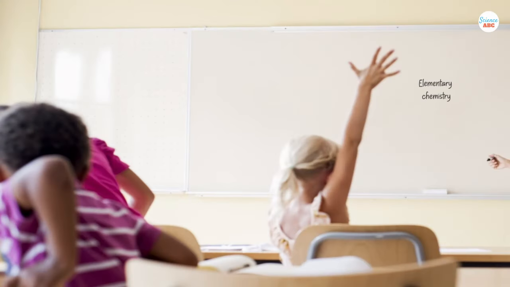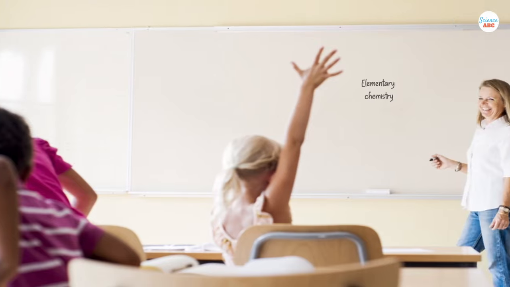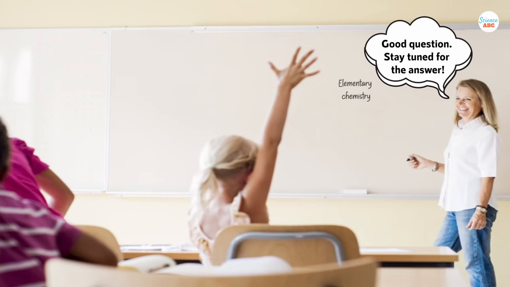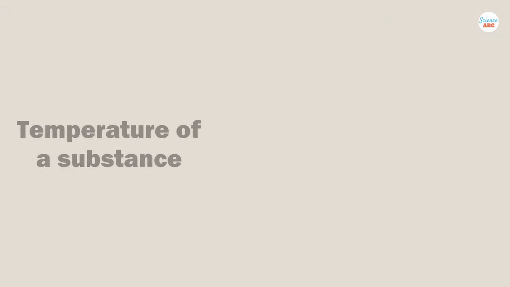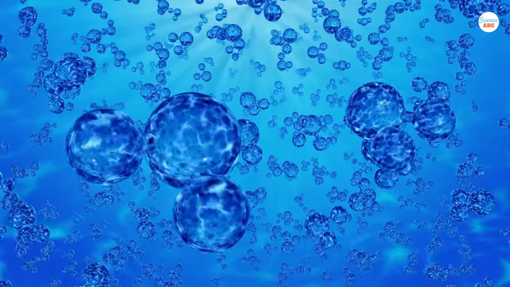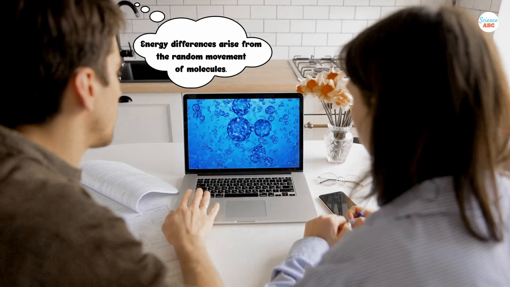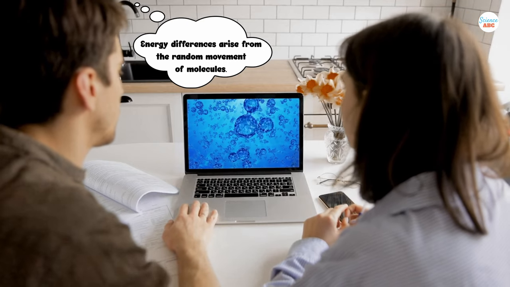So, why and how does water evaporate at lower temperatures? Well, not all water molecules have the same amount of energy at any given time. The temperature of a substance is essentially a measure of the average energy of its molecules. Some water molecules will have more energy than others, and some will have less. This is due to the random movement and interactions of the molecules.